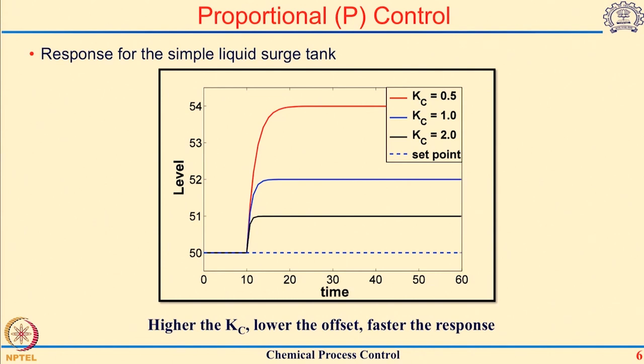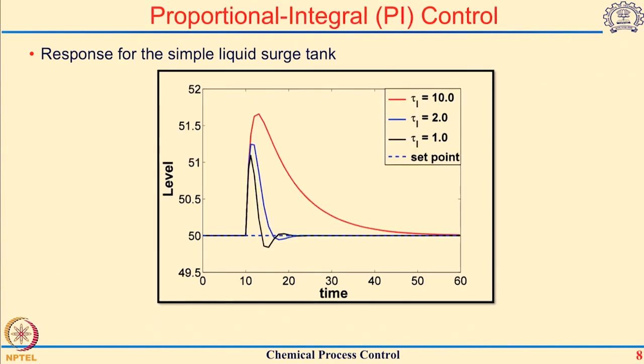Now let us say on top of that you also add an integral action. So here are the responses for the same system, same disturbance scenario, when you add integral action. You can see that with a very high value of integral time constant, let us say tau I equal to 10, the integral action contribution, the weightage, is less compared to the proportional action, and the response is very slow. It is almost like a simple integral controller, so what you get is a very slow response to the final steady state.